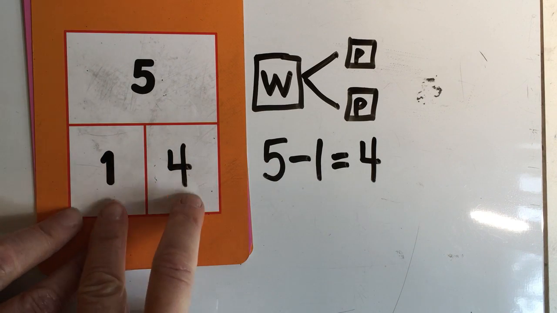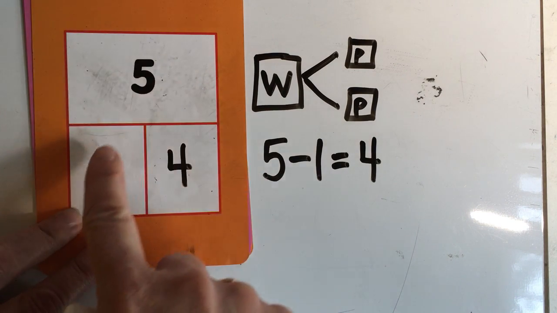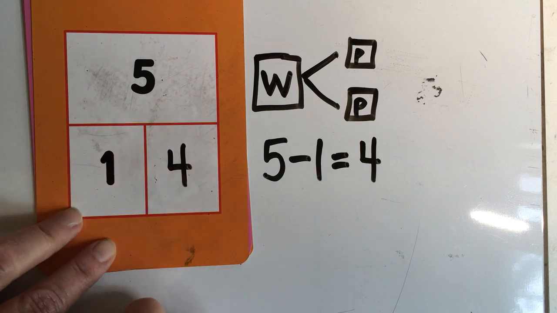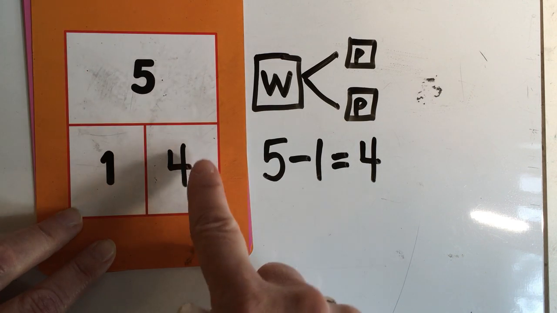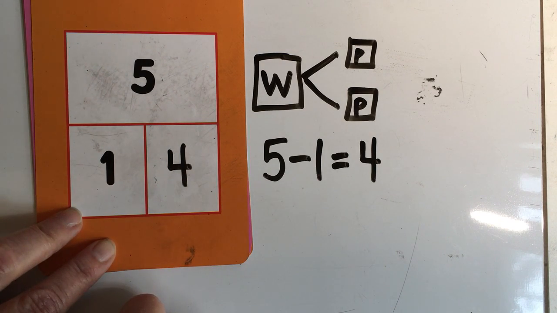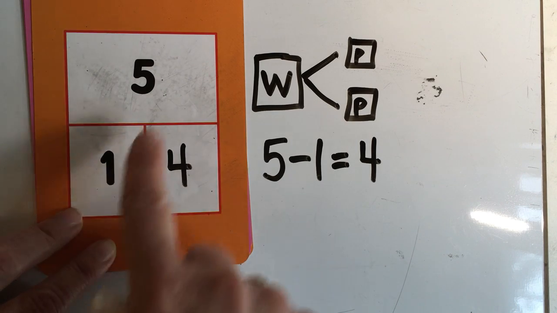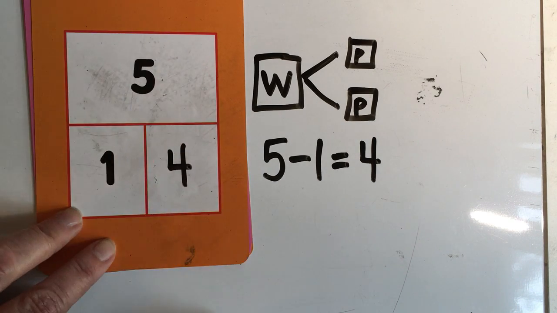And I know that these two parts, 1 and 4, are parts of the number 5. So that means 5 minus 1 equals 4, and 5 minus 4 equals 1. And it also means that 1 plus 4 equals 5, and 4 plus 1 equals 5. There's a lot of information in just this one little card, right?